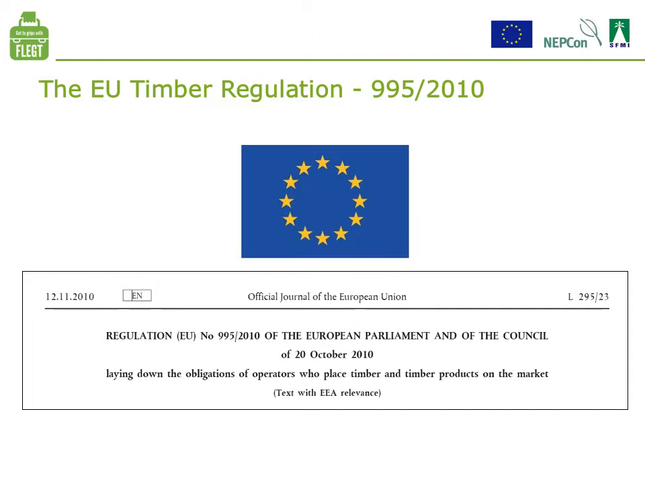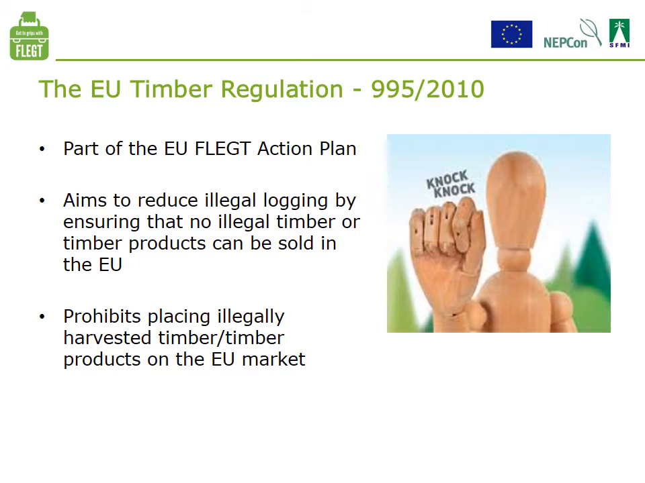The regulation that we are talking about is officially titled Regulation number 995/2010 of the European Parliament and of the Council of 20 October 2010, laying down the obligations of operators who place timber and timber products on the market. Commonly, it's just referred to as the EU Timber Regulation or EUTR. The EUTR was created as part of the EU FLEGT Action Plan, the European Union's commitment to addressing illegal logging.